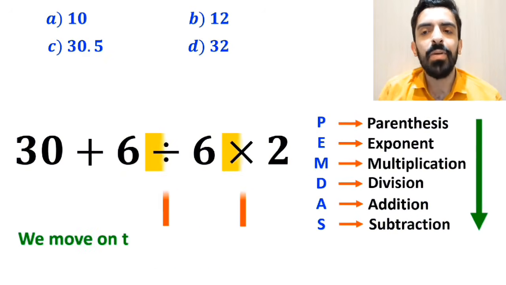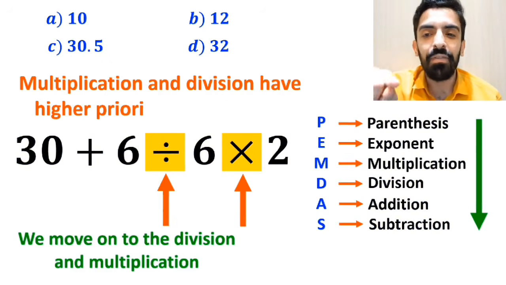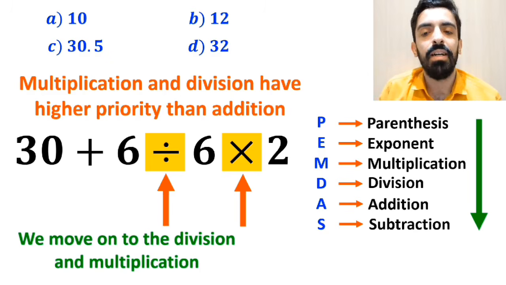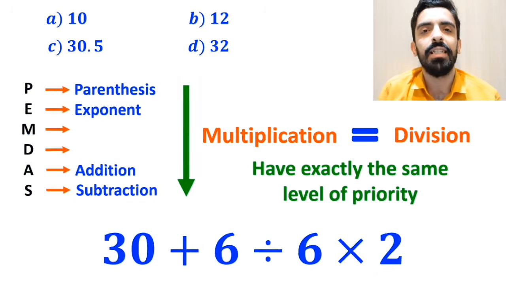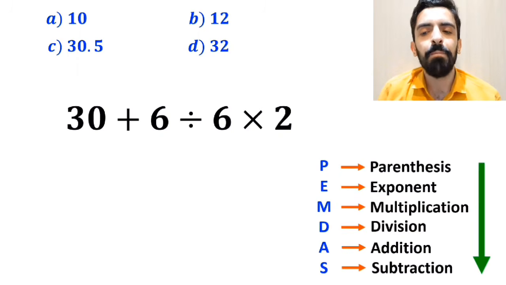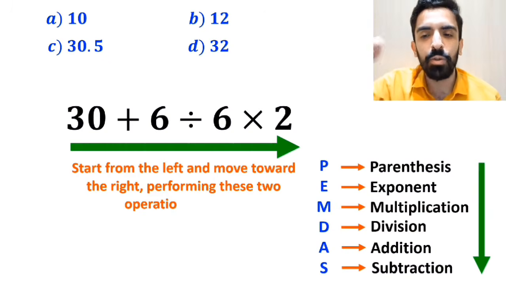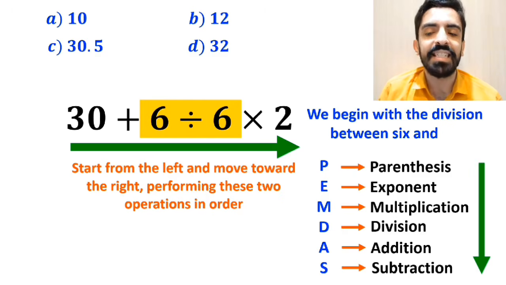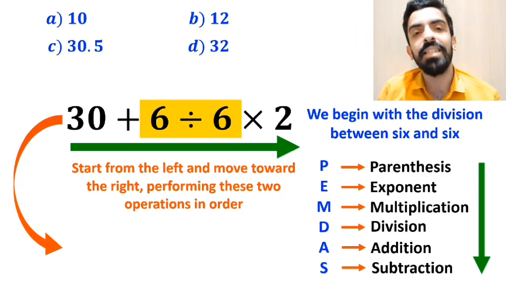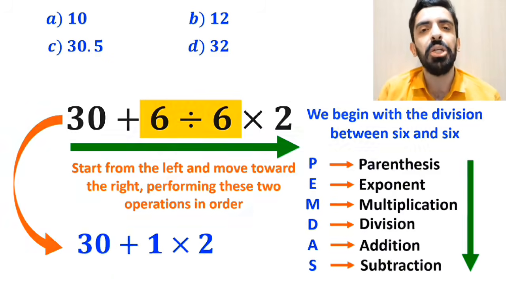And the next step, we move on to the division and multiplication, because multiplication and division have higher priority than addition. However, it's very important to note that multiplication and division have exactly the same level of priority. In this situation, the best approach is to start from the left and move toward the right, performing these two operations in order. So, we begin with the division between 6 and 6, and instead of this expression, we can write 30 plus 1 multiplied by 2.